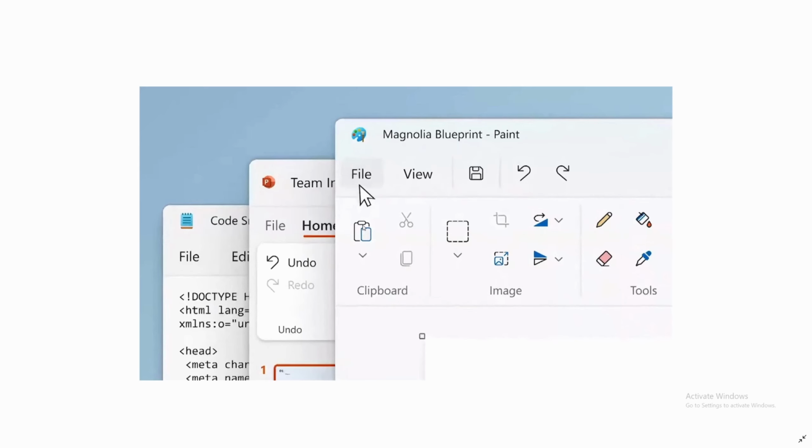So hopefully they change that when it comes to us. But yeah, this is Notepad as well. Let's move on to the next one.